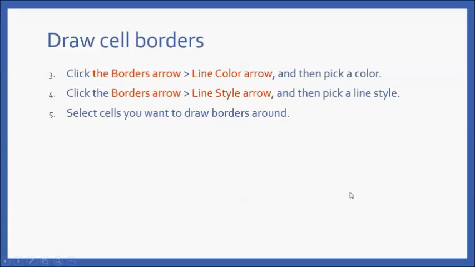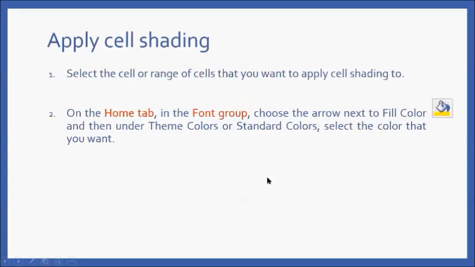So click the borders arrow, line color arrow, and then pick a color. Click the borders arrow, line style arrow, and then pick a line style. Select cells you want to draw borders around.